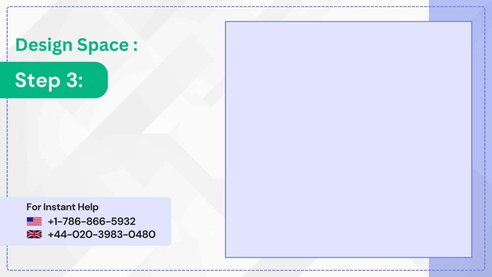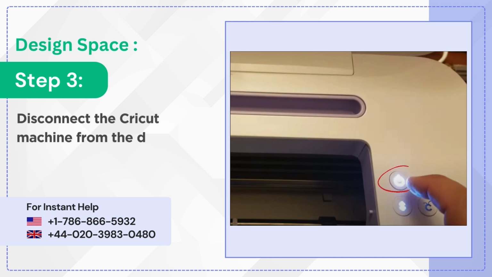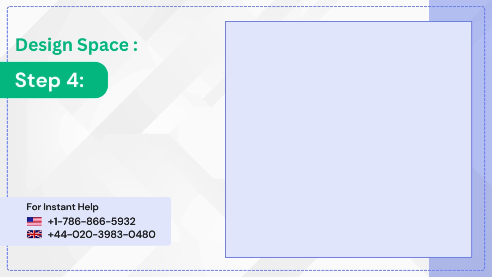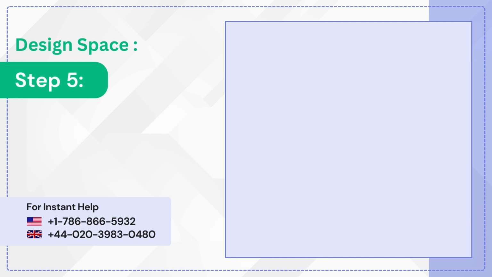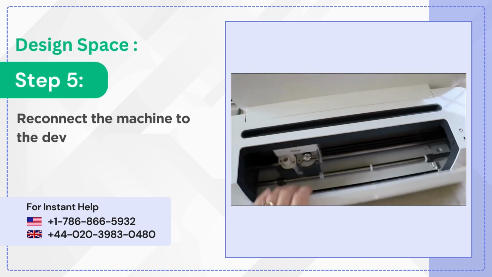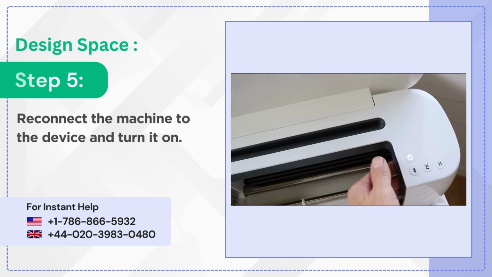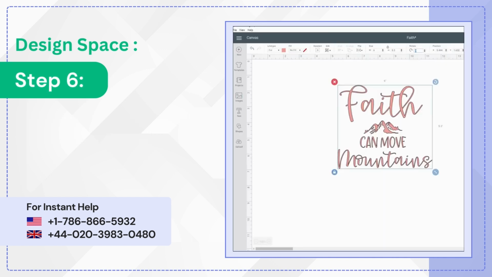Step 3. Disconnect the Cricut machine from the device and turn it off. Step 4. Restart your computer. Step 5. Reconnect the machine to the device and turn it on. Step 6. Open Cricut Design Space again and attempt the project.